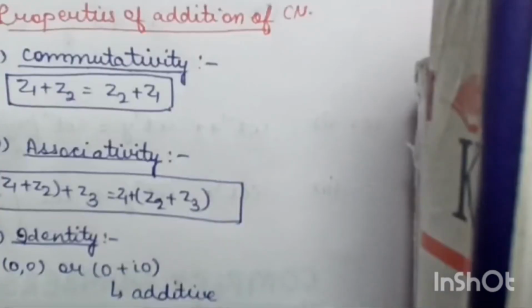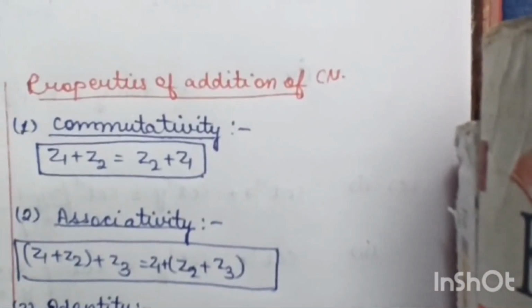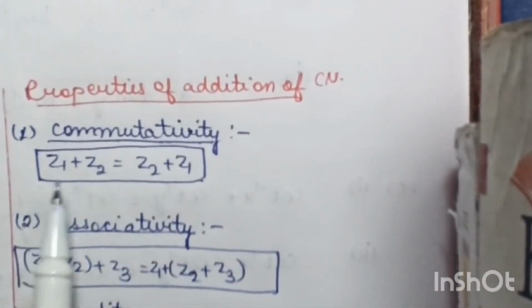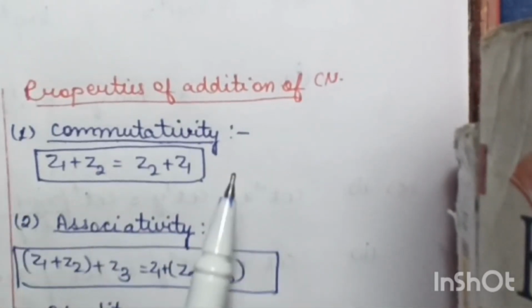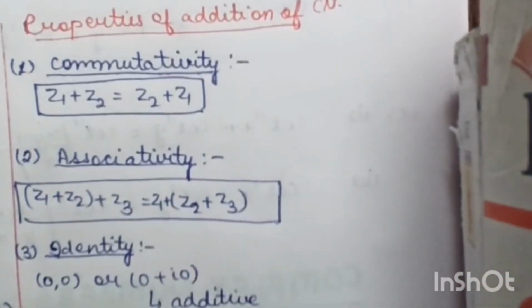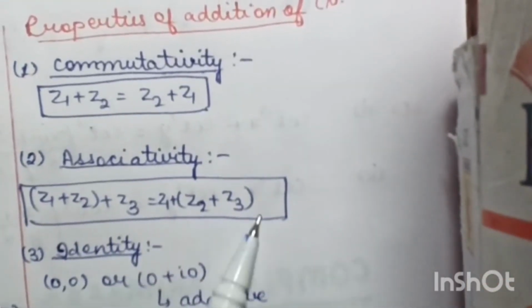Okay. So now we will study about the properties of addition of complex numbers. First one is commutativity, that if we add two complex numbers z1 plus z2, then it will be equals to z2 plus z1. Next one is associativity. So what is z1 plus z2 plus z3? We will change the bracket and this should be equals to this.